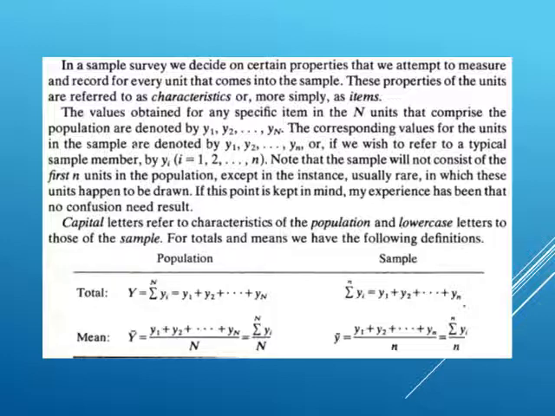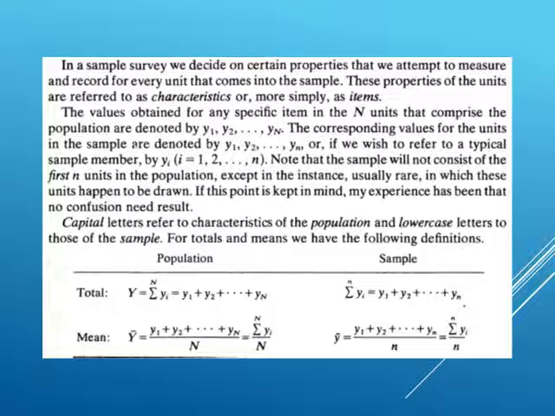Or, if we were to refer to a typical sample member, by y i, i equals 1, 2, up to small n. Note that the sample will not consist of the first n units in the population, except in the usually rare instance in which these units happen to be drawn. If this point is kept in mind, my experience has been that no confusion need result.